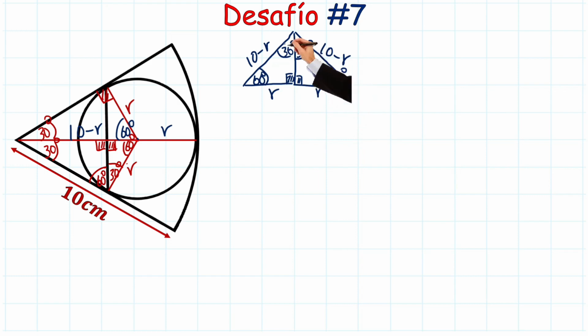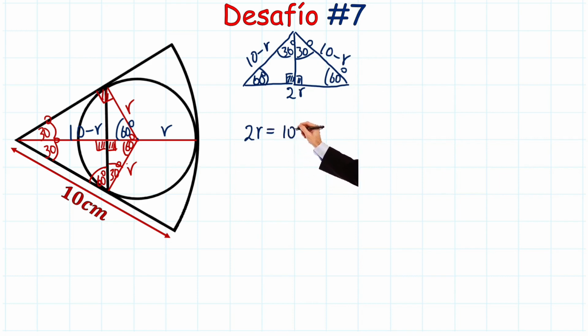The whole triangle, here I have 60 degrees, and if we add 30 and 30, here I have 60 and here 60. So it's an equilateral triangle, all its sides must be equal. Over here I have r and r, so this whole side has to be 2r. Therefore this side, which is 10 minus r, has to be equal to twice r. We're going to put that here. And 2r must equal 10 minus r.